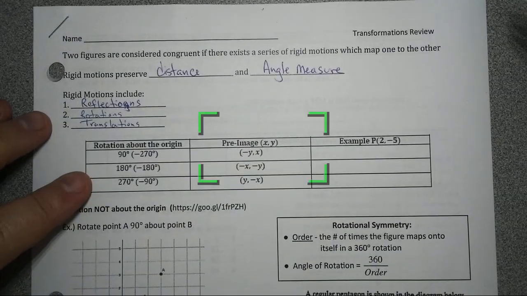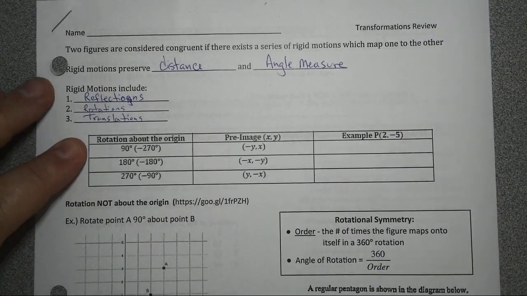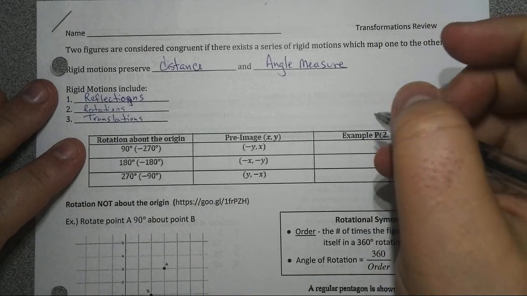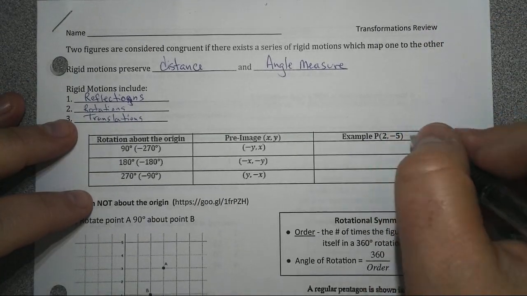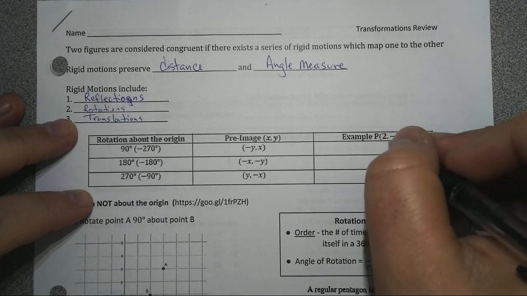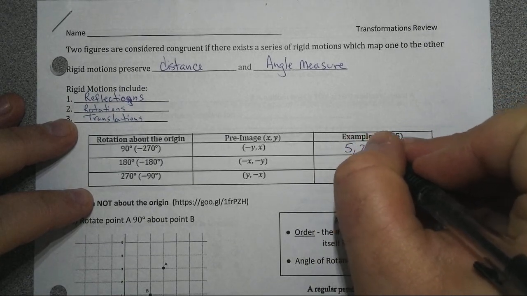All right, let's talk about rotations. Now, a rotation around the origin, we'll do that first. You can remember you can do swap and op. So, for example, the point 2, -5, we're going to swap them. So the -5 is going to go first, then we're going to op the first number. So it's going to turn into 5, 2.